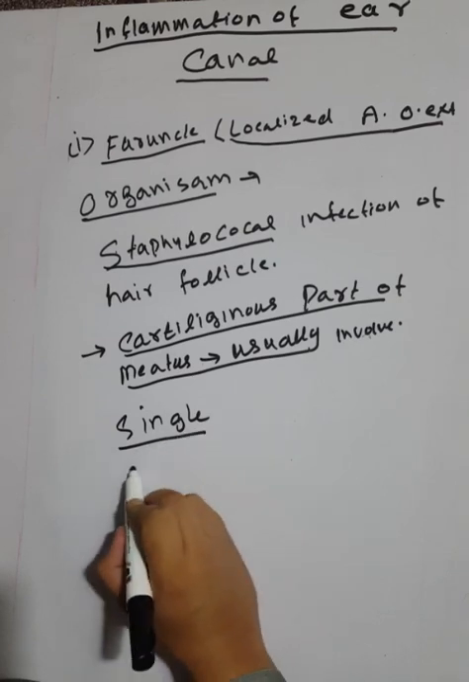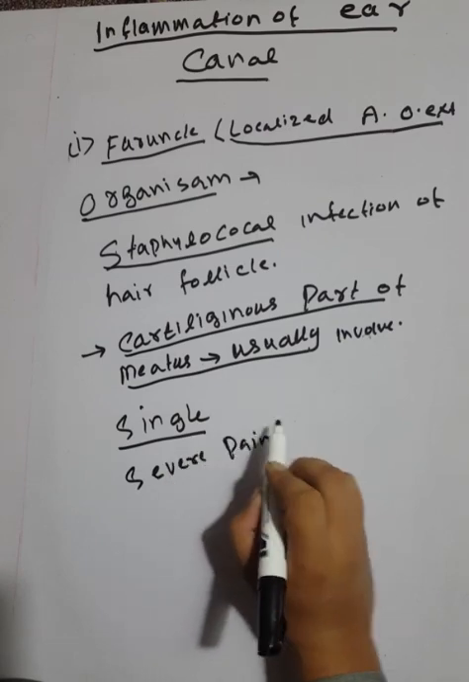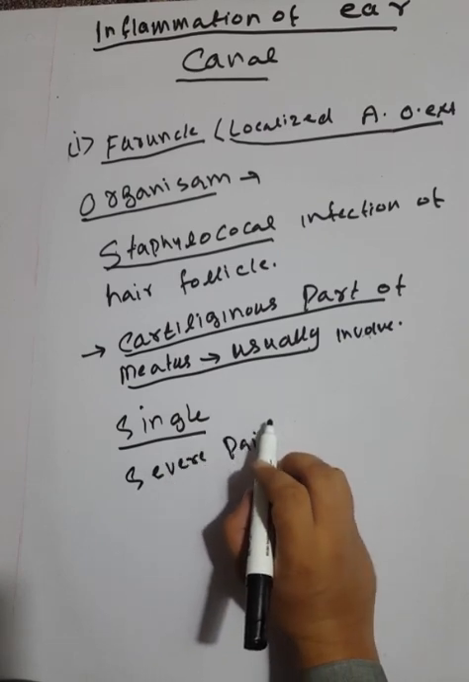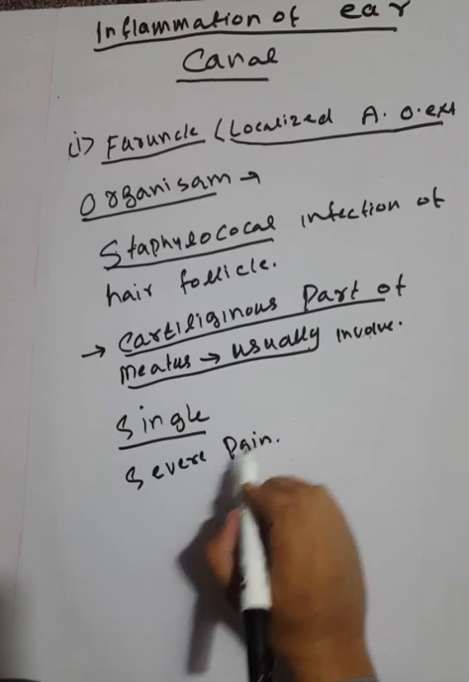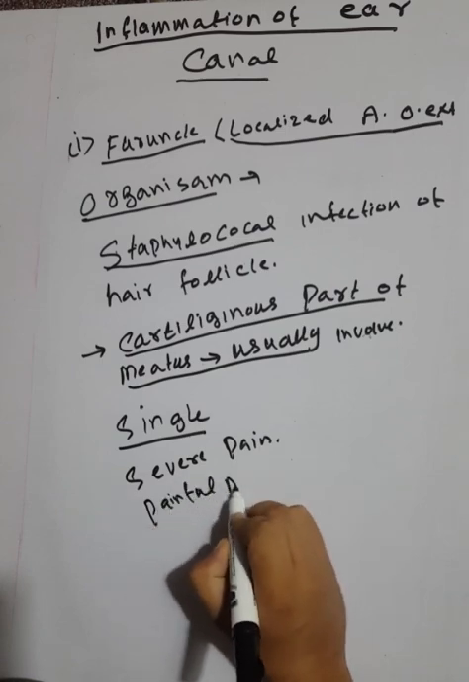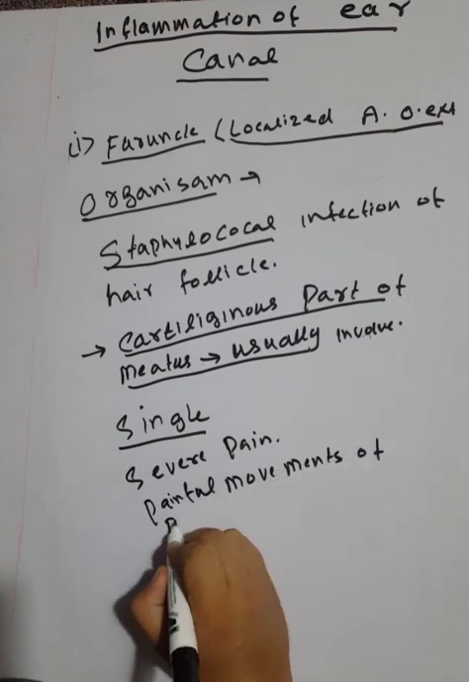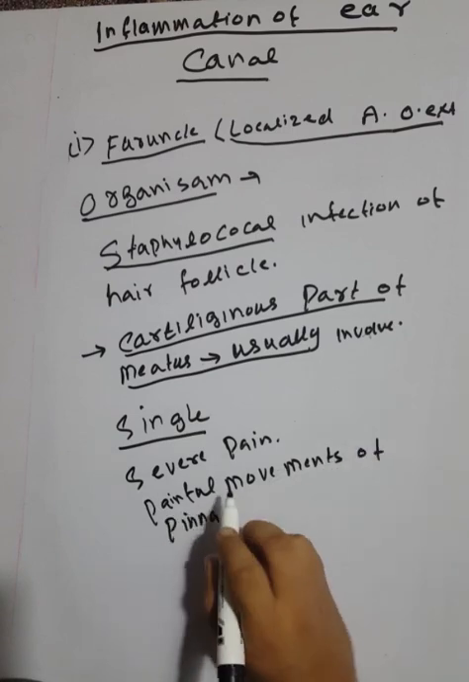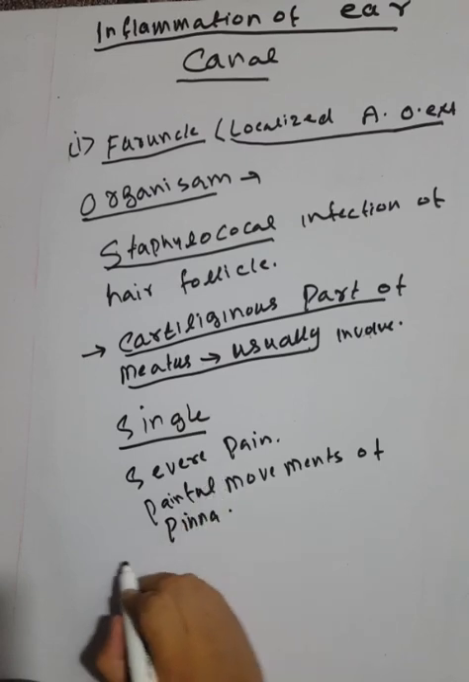There is severe pain and tenderness, which are out of proportion to the size of the furuncle. Movements of the pinna are painful, and there is also pain during chewing.